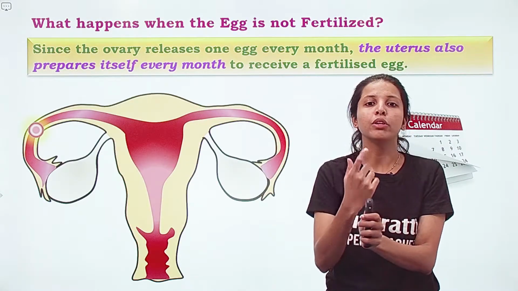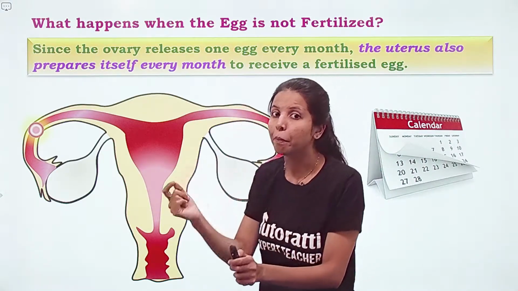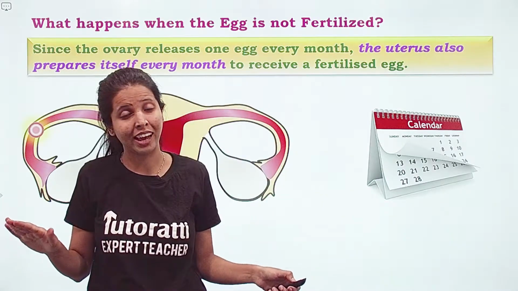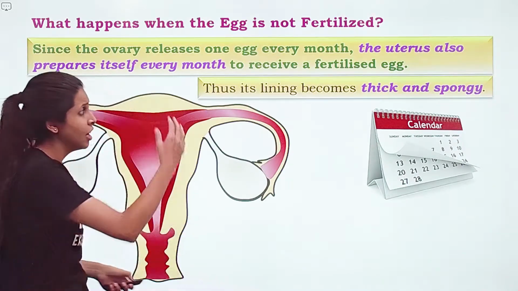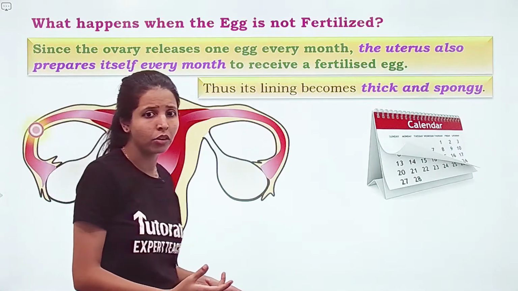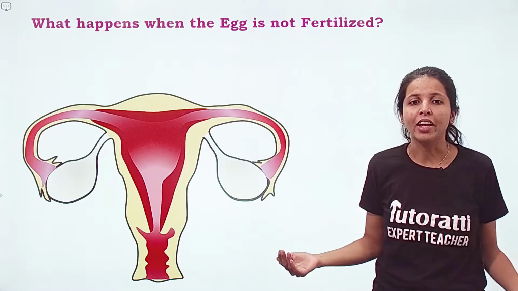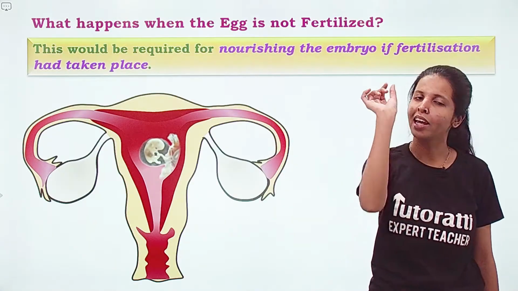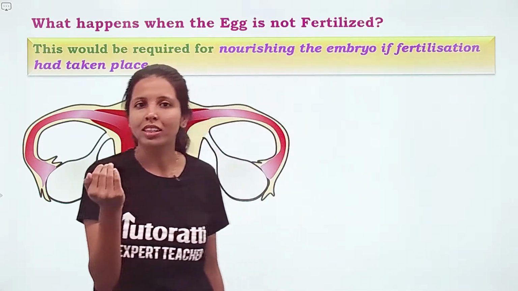So every month the uterus prepares itself to receive the fertilized egg. But now we are talking about the scenario where the egg is not fertilized. तब क्या होगा kids? When the egg is not fertilized, हमने जो thick and spongy lining बनाया है, what to do about that people? अभी कोई fertilized egg नहीं है, zygote नहीं है, तो ये लाइनिंग का भी काम नहीं है kids. The thick and the spongy lining that the uterus had made, that is not necessary.